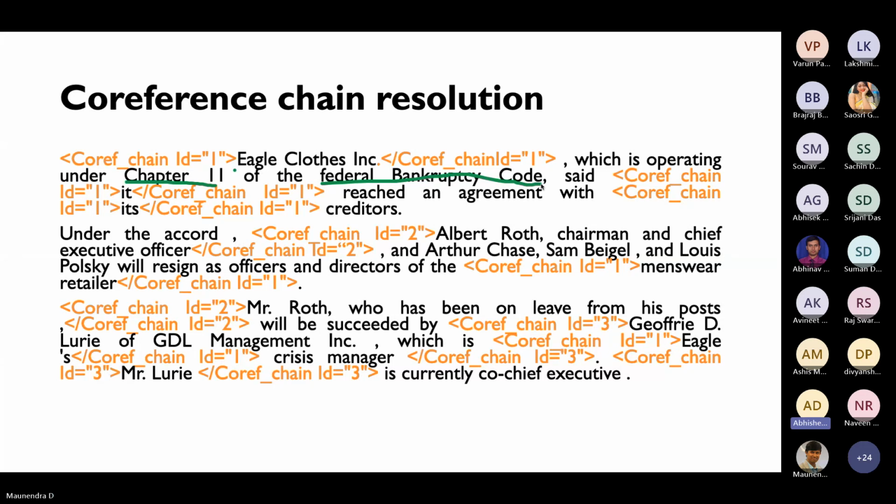Okay, and in the output, when we compare, we need to find out the clusters. You say each chain ID is one cluster, right? Co-reference chain ID, yes.